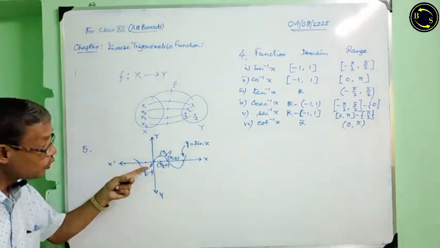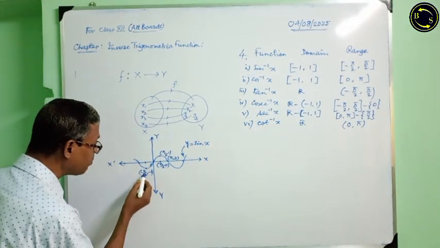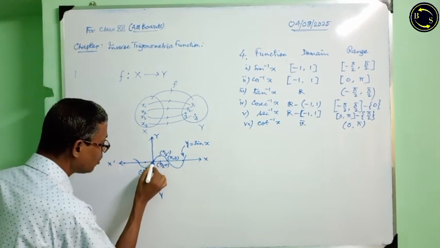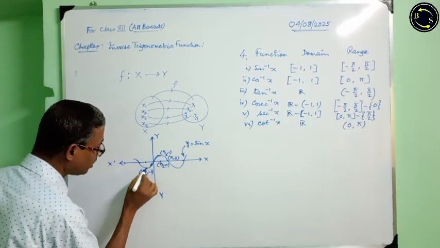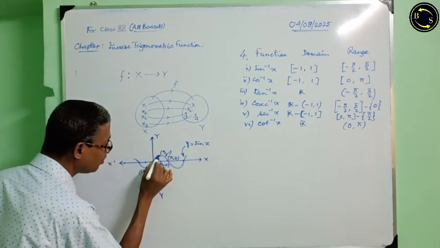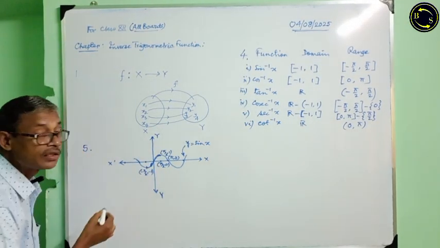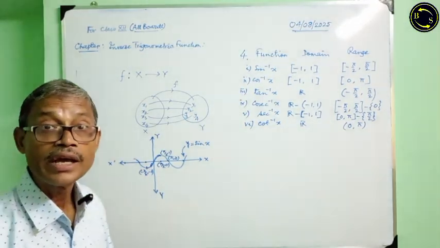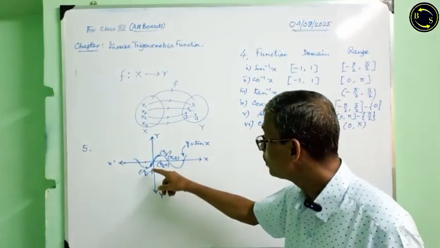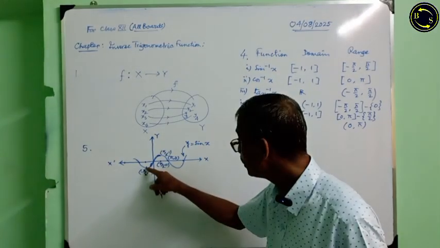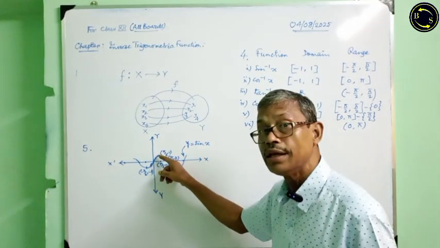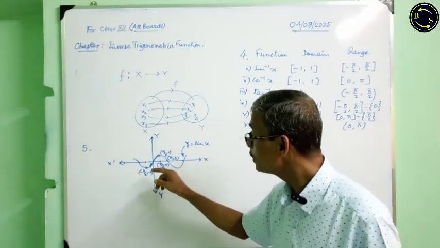Thus, you note this interval, in the interval minus pi by 2 to pi by 2. That means this part of the curve, I have overdrawn. In this part, the sine function is one-one and onto. You see, this is increasing. Starting from here up to this, the curve is increasing. The value of sin x is increasing.